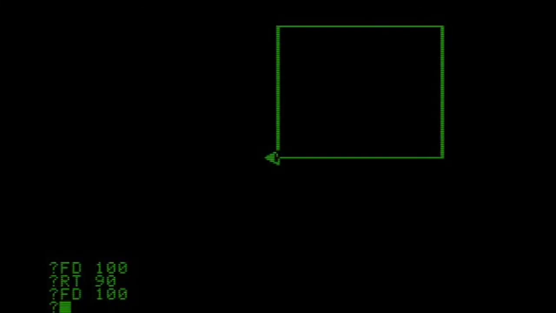So here you see on the screen again, you see the virtual turtle, right? And you can see forward 100 steps, so to speak, right turn 90 degrees, forward 100 steps again, essentially making a square, telling the turtle to make a square.